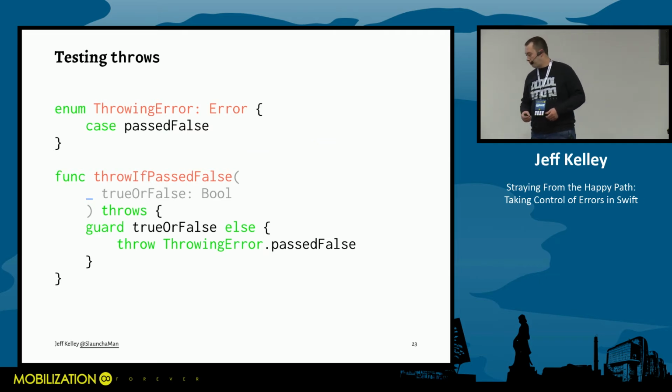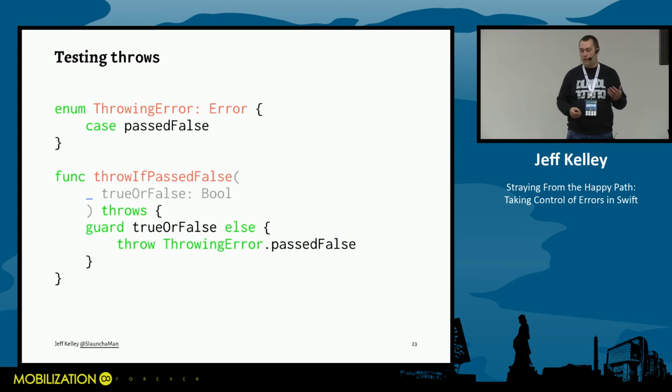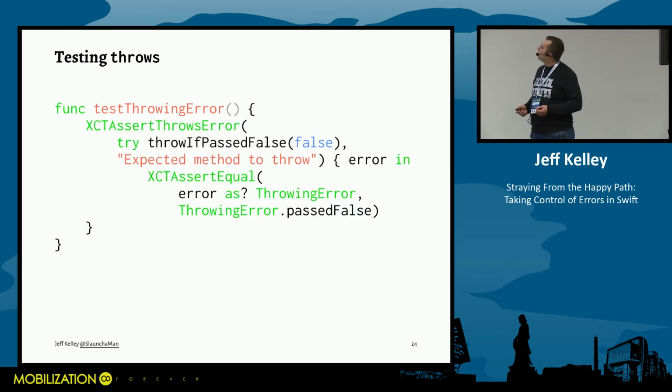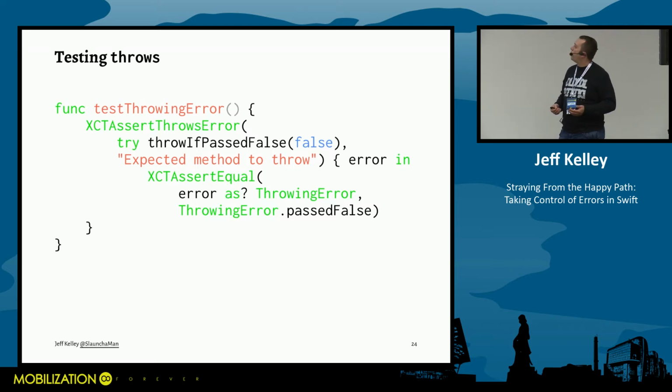So this kind of throwing error, where you have an actual enum that is an error, and then if you call this method with false, it'll throw this error. This is actually very easy to test, right? So if you come in here, you can do XCTAssertThrowsError, and in there you just try passing false, and you can say I expect this method to throw, and you can even provide a closure, and it will give you the error that was thrown, and you can verify that it was the right kind of error.